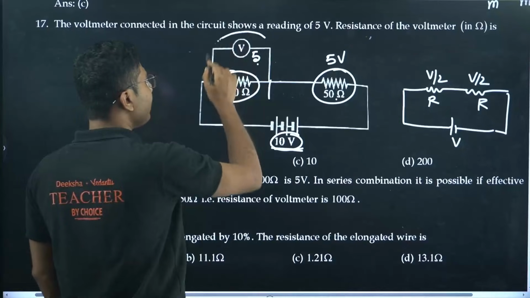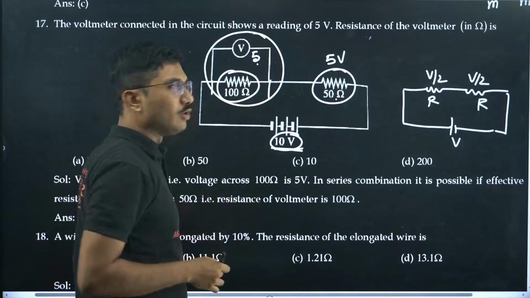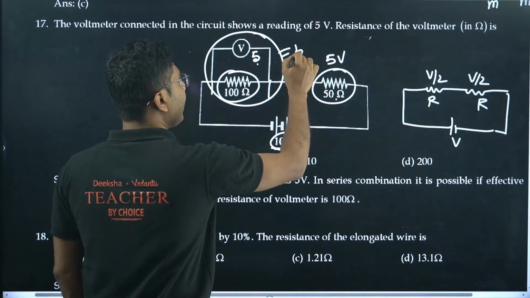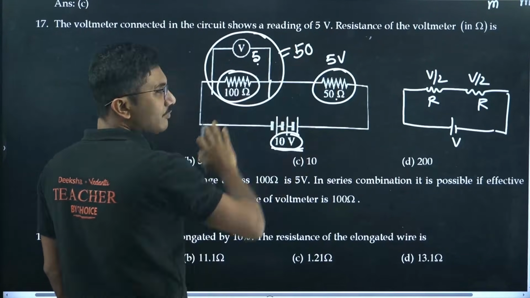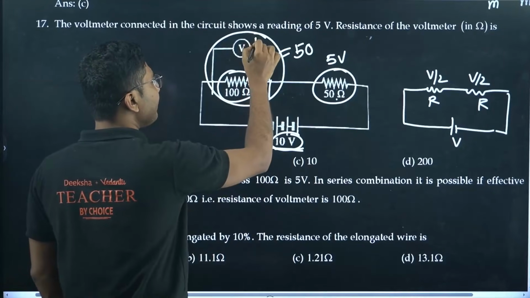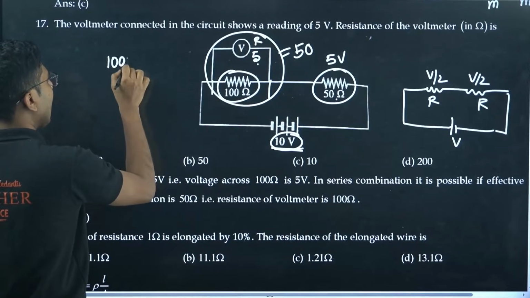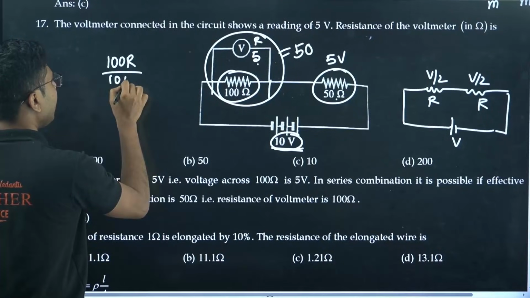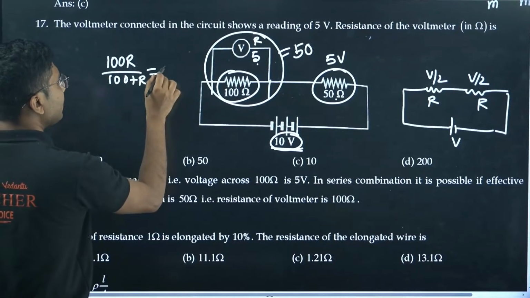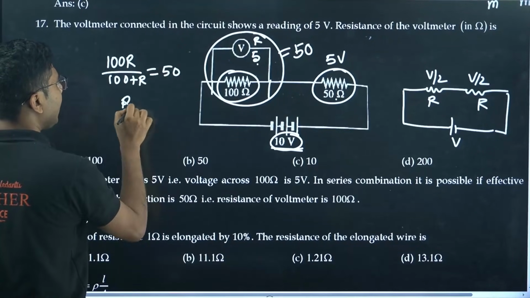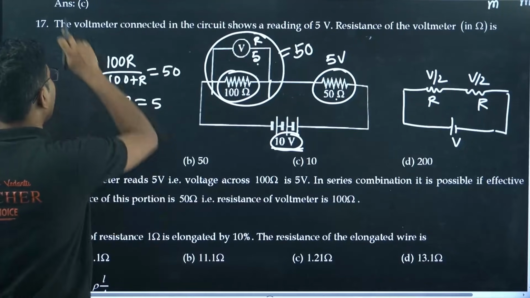So the combination of this one will have a 50 ohm resistance, right? Then only 5 volt separation is possible. So that means if this resistance is R, you just need to say that 100 R divided by 100 plus R must be equal to 50, and on simplifying you will get R equals 100.